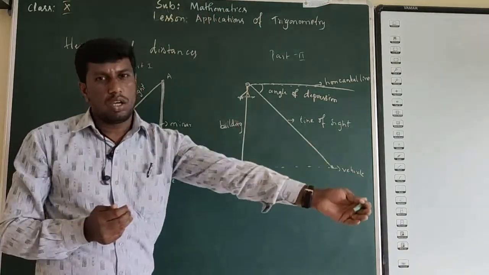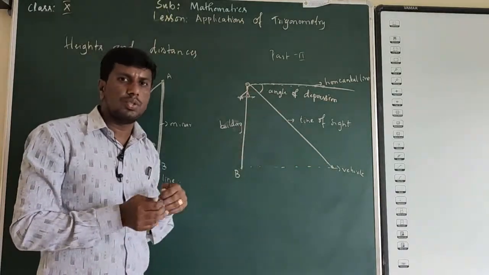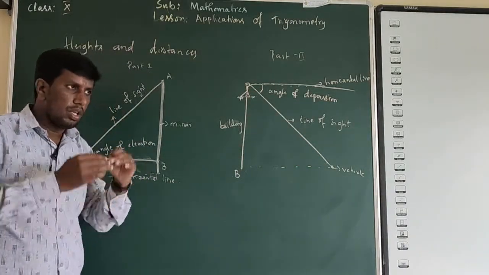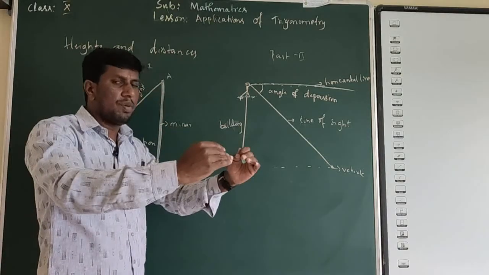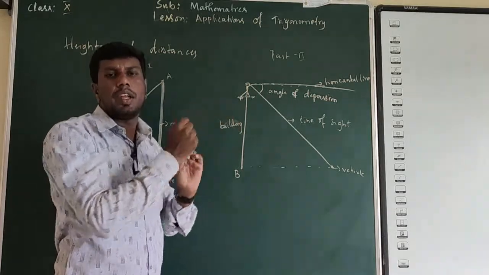Object will be at the ground. You need to observe the object. You need to lower your head like this, then the angle of depression will be formed. The angle of depression is between the horizontal line and the line of sight.